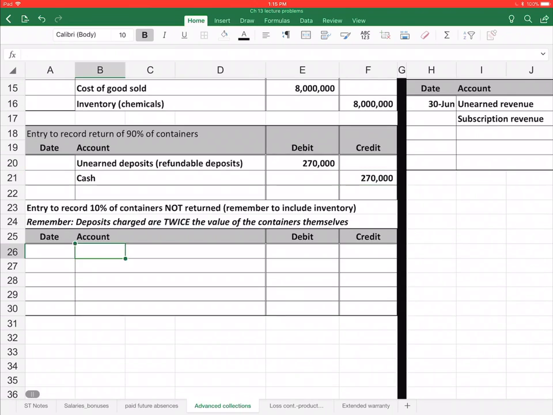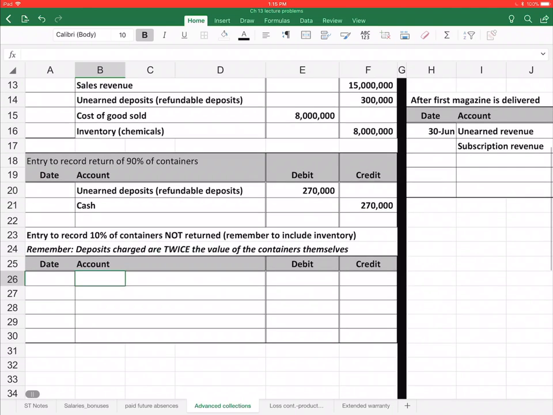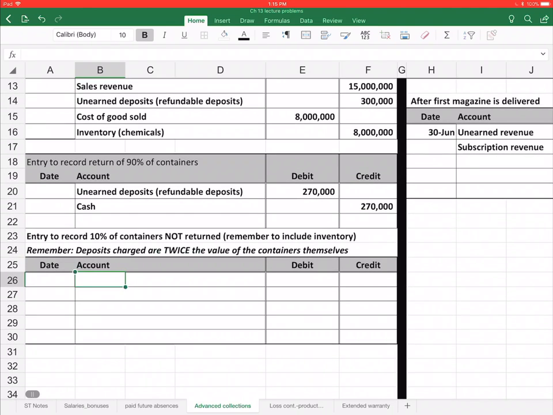Now, lastly, let's say that there was a time limit, so that maybe by the end of the accounting period, the customers had to give those containers back to us. Otherwise, they forfeit their deposit. We now need to account for the deposit that was forfeited as earned revenue. We essentially can account for that as a sale of the container. They forfeited returning that container.